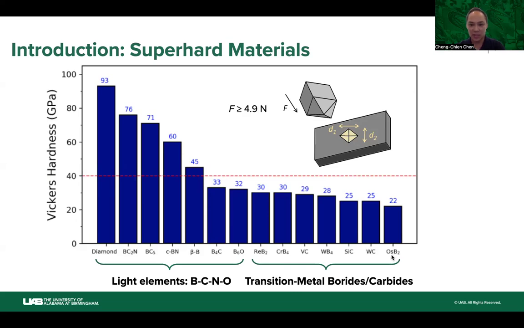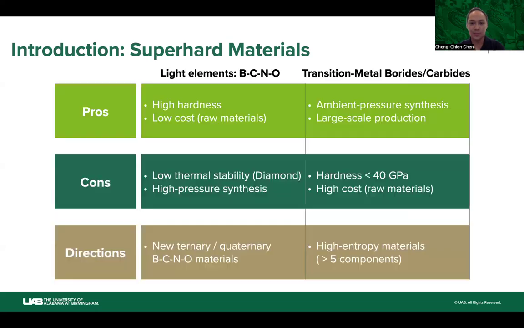And there are advantages and disadvantages for both classes of materials. For example, we know the light elements, BCNO, usually show higher hardness values, and their raw materials are relatively cheaper. However, the problem is that these materials usually require high temperature, high pressure synthesis. Okay, so large scale production will be a challenge.